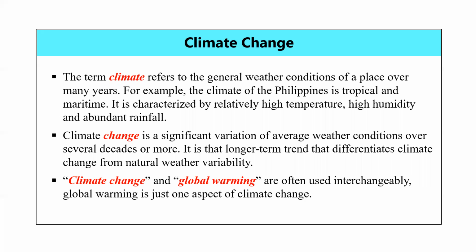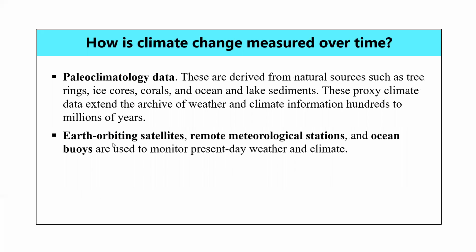Climate change then is a significant variation of average weather conditions over several decades or more. It is a long-term trend that differentiates climate change from natural weather variability. Climate change and global warming are often used interchangeably, but we should take note that global warming is just one aspect of climate change. So how do we know that there is climate change, or how is climate change measured over time?